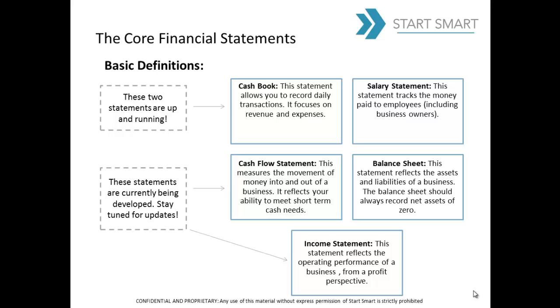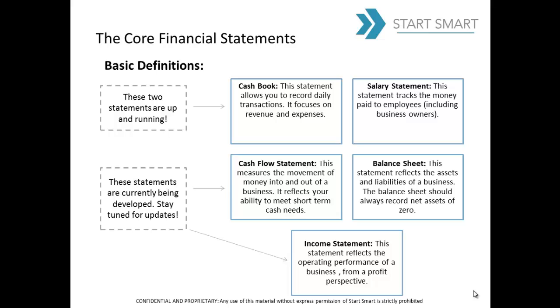Now moving on to the other statements that I discussed, the cash flow, the balance sheet, and the income statement. These three statements, coupled with the cash book and the salary statement, comprise what we term the full set of financial records. This is the basic set of financial records that you need when you are writing a business plan, when you're going out to seek funding, whether it's through investments, through partnerships, or through a loan from a bank. So what the cash flow statement does is that it helps you to measure how money is moving into and out of your business.